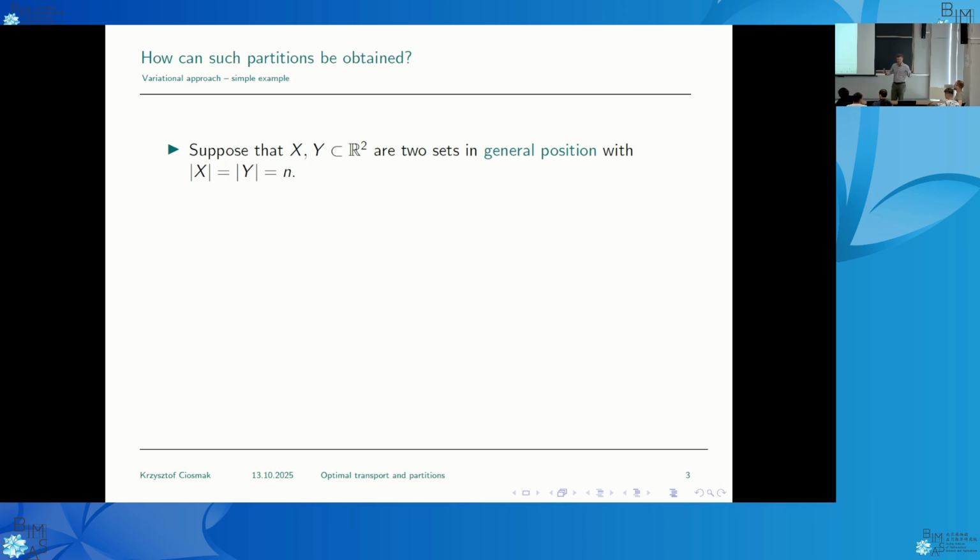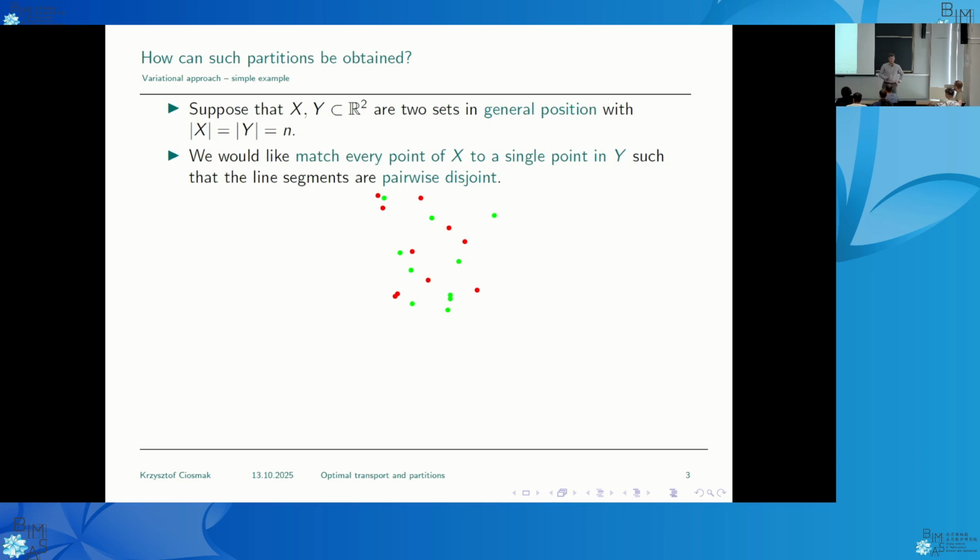So suppose we have two sets. I will start with a very, very basic problem. Suppose we have two finite sets on a plane, both of them consisting of n points, and altogether in general position, meaning that no three of these points lie on a common line. We would like now to match every point of X to a single point of Y in such a way that the line segments that originate from this matching are pairwise disjoint.